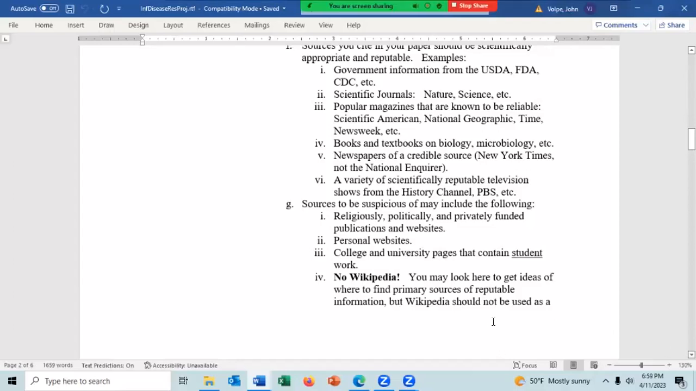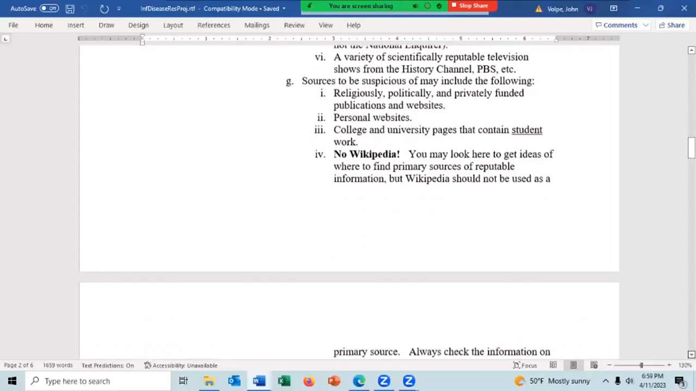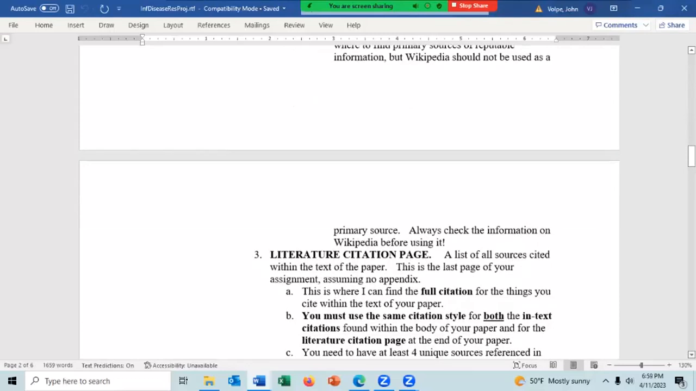You should not use personal websites. You shouldn't use Wikipedia only because anyone can go into Wikipedia and then change it. But you may use Wikipedia to start your research. And then when you're using your in-text citation and your formal references, just don't use Wikipedia. Back up your statements in Wikipedia from some other source.